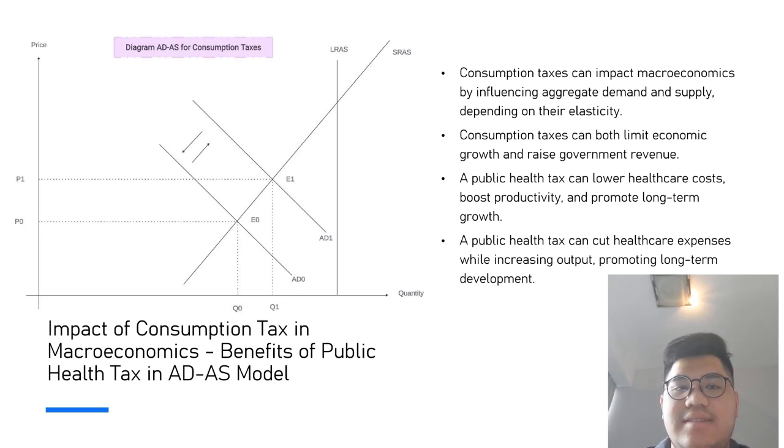Let's consider a tax aimed at improving public health, like a tax on unhealthy food. In the AD and AS model, such a tax might lead to a healthier population, reducing healthcare costs and increasing productivity. This could potentially shift the long run aggregate supply curve outwards, leading to higher output and lower price in the long term.